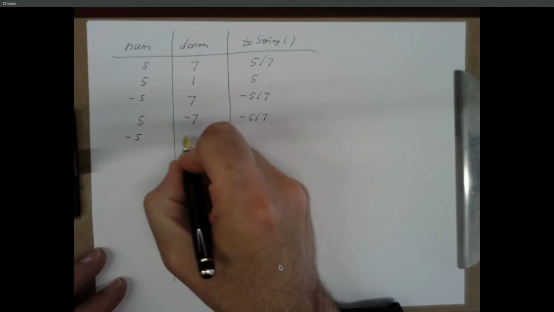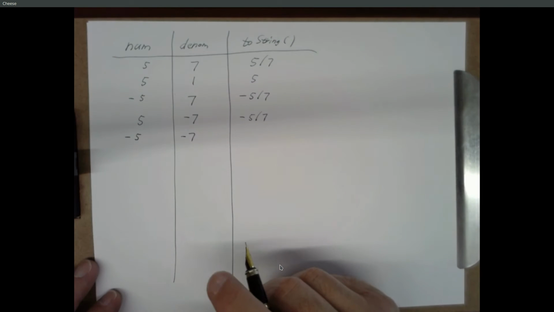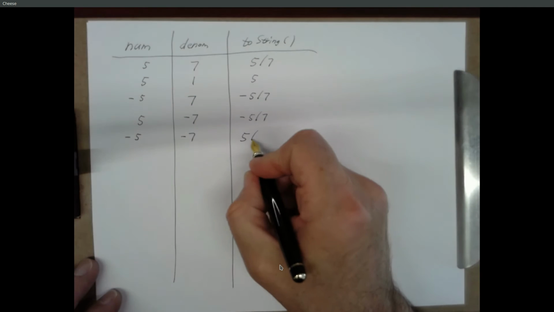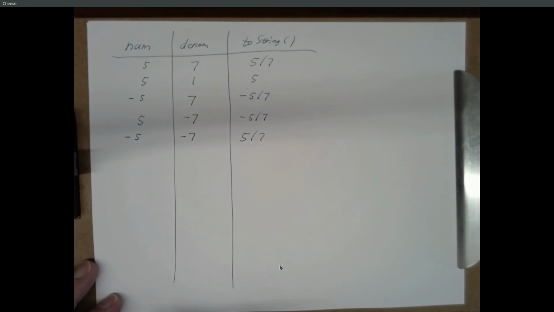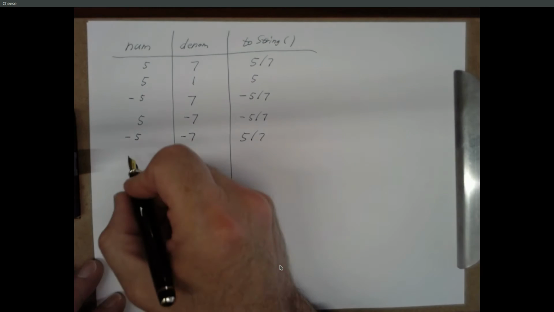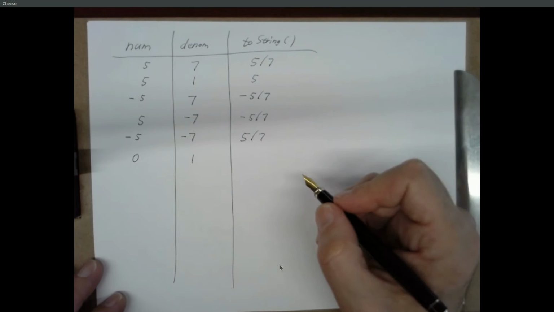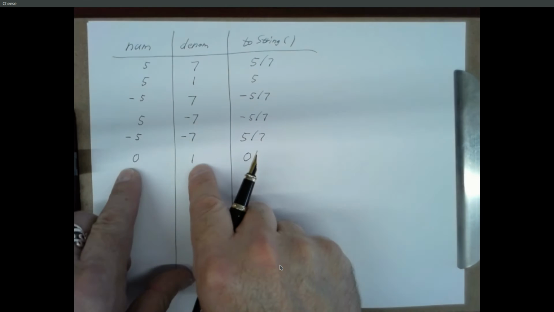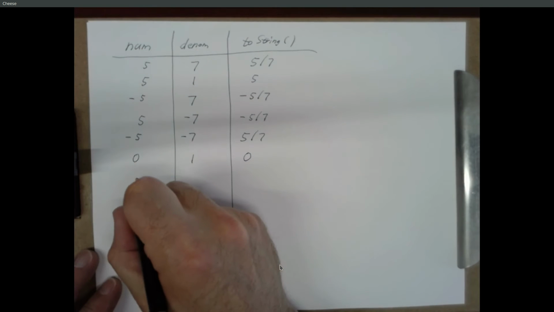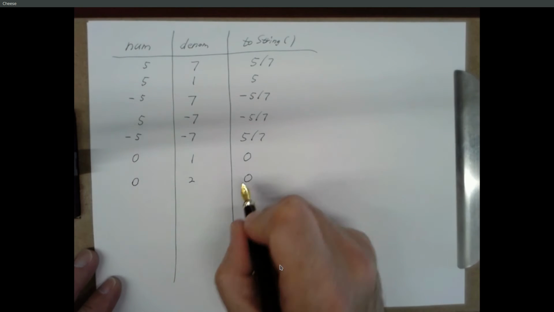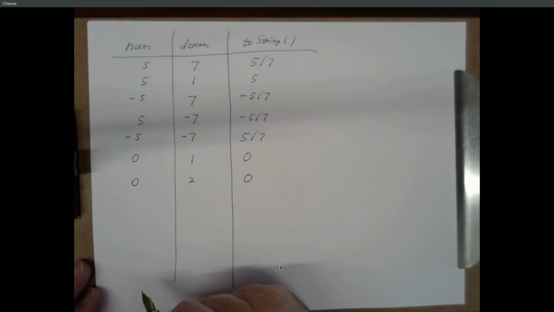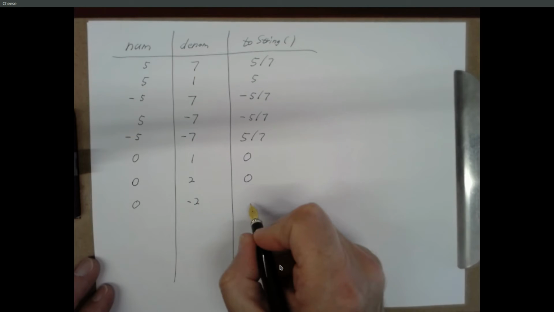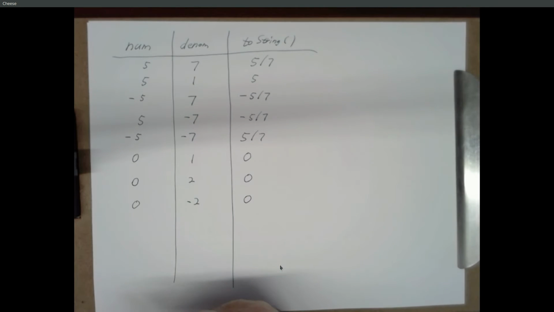If you have a negative 5 and a negative 7, don't print negative 5/-7, because this is actually just 5/7. If you have a 0 in the numerator, that's just 0. So 5/1 is just 5, and 0/1 will come out as 0. But also if you have 0 on the numerator and 2 on the denominator, that should also just come out as 0. And if you happen to have a 0 and a negative 2, that should come out as 0, not negative 0. So these are just edge cases. They're just kind of annoying pieces you have to take care of.